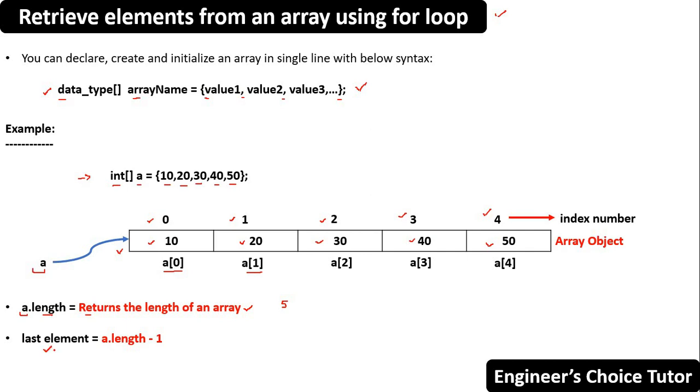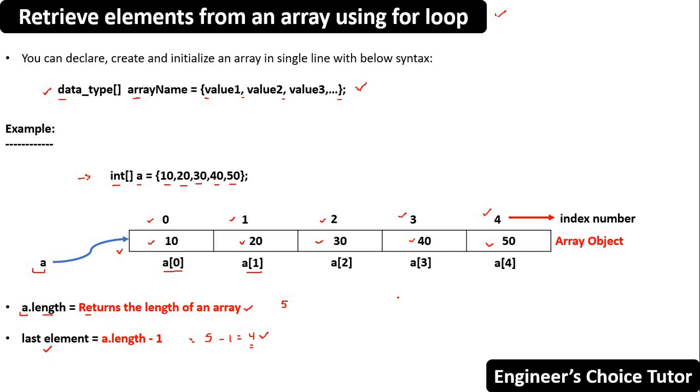And we have already seen about the last element. What is the index number of the last element? a dot length minus 1. What is the length? 5 minus 1, that is 4. We have already discussed these things. You can cross verify here: by the formula it is 4, and if you see here, it is 4.